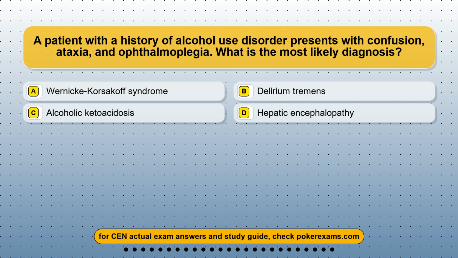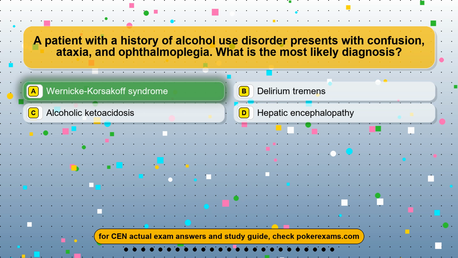Question 19. A patient with a history of alcohol use disorder presents with confusion, ataxia, and ophthalmoplegia. What is the most likely diagnosis? Option A, Wernicke-Korsakoff syndrome. Option B, delirium tremens. Option C, alcoholic ketoacidosis. Option D, hepatic encephalopathy.